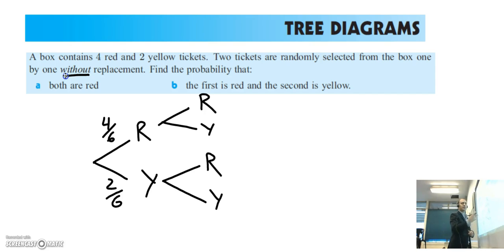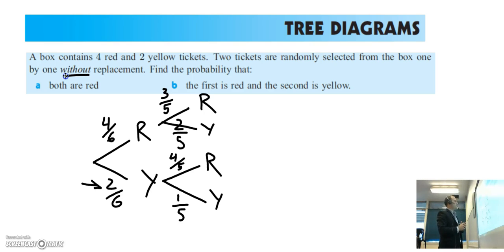Now, because I'm working down my tree diagram and I've taken them out, there's only going to be 5 left in the jar. So if I got a red one that first time, that means there would only be 3 red and 2 yellow. Here, if I got a yellow there, there's going to be 4 red left out of a total of 5. And here a 1 out of the total of 5 because we've decreased the yellow.